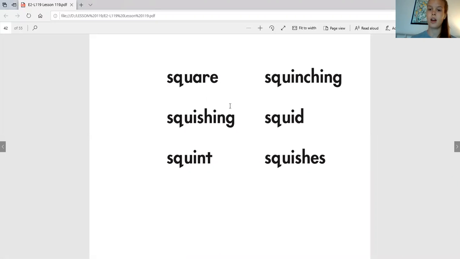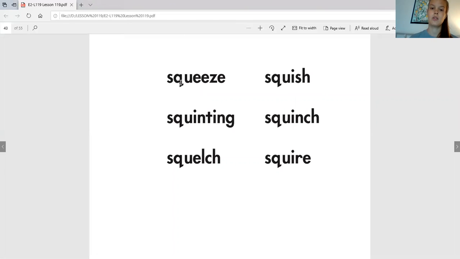Square, squishing. Good job getting all the sounds. Squint, squinching. Another long one, so make sure you get them all. Let's say it again. Squinching. Good job. Squid, squishes. Squeeze, squinting, squelch, squish, squinch, and squire. Good job.